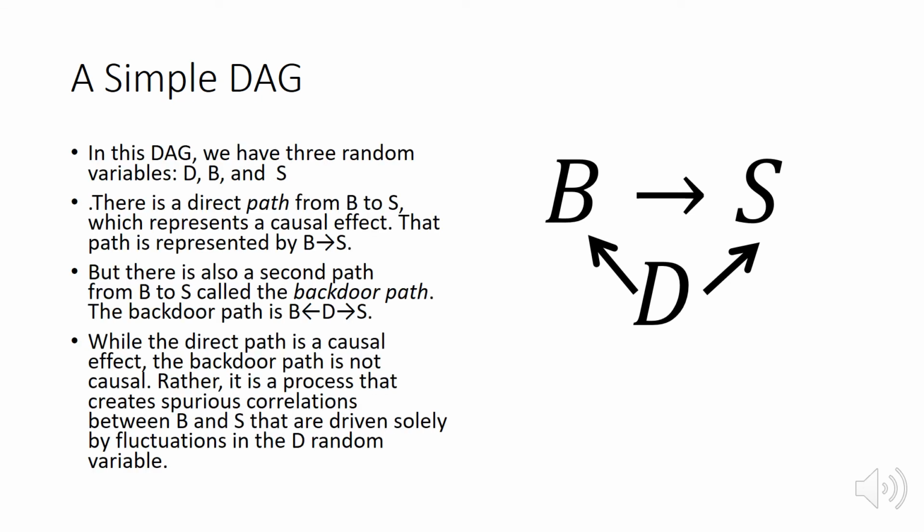In this DAG, we have three random variables. We've got the outcome variable, slipping. We've got the treatment variable, banana peel. But we have this new variable, D, drinking. There's a direct path from banana peel to slipping. It's represented by an arrow, so we know that there's a direct causal effect there. But there's this second path, this backdoor path, drinking, which causes both slipping, but also causes you to hit more banana peels.